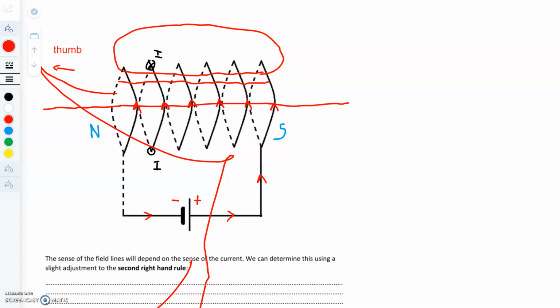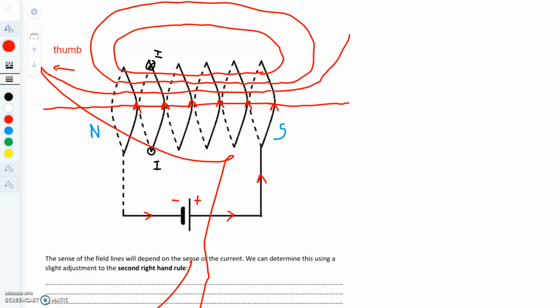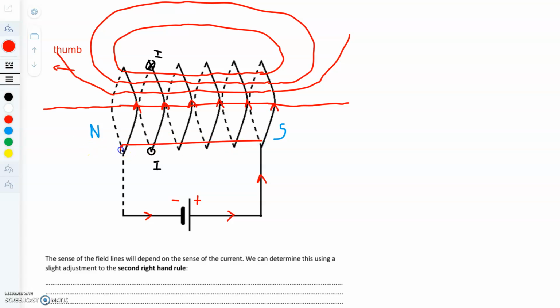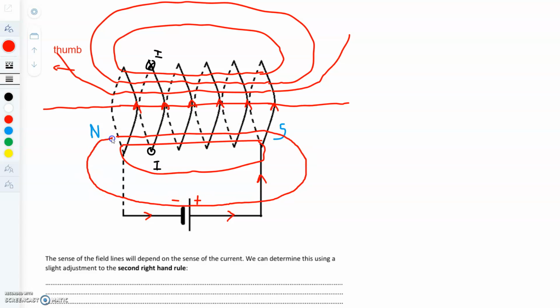I was a bit too enthusiastic with this one. I hope I can still erase this one. Oh, there we go. Like this. Now, the hardest part of this is doing it nice and symmetrical on the other side. So this would be the field that is created below the magnet, exactly as we saw with our bar magnet.